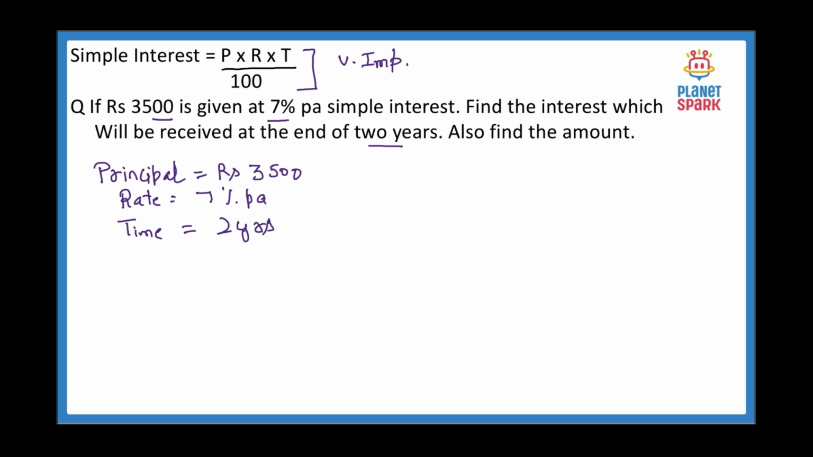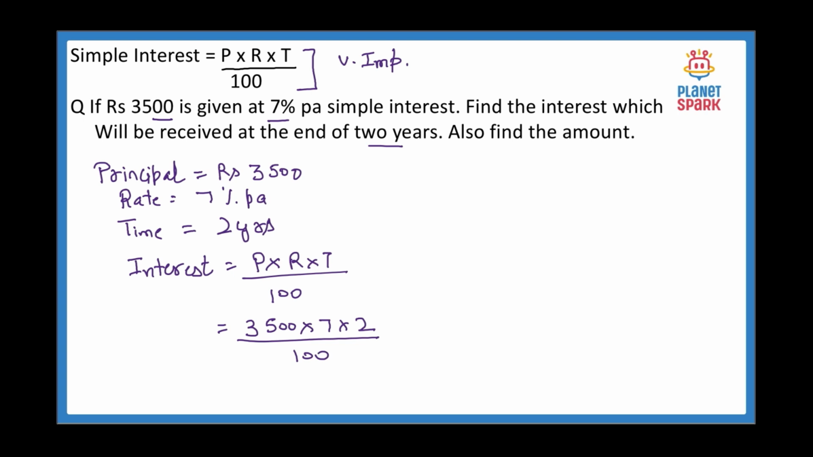We first have to calculate simple interest, and then we would be calculating amount. The formula for simple interest is P into R into T upon 100, principal into rate into time upon 100. We'll simply put the values in the formula and get the answer. So interest would be equal to, in place of principal, I'll write down 3500. In place of rate, I will write down 7. In place of time, I'll write down 2, divided by 100. On simplifying, we'll get interest is equal to 35 into 14. And 35 into 14 gives us rupees 490. So the interest amount is 490.